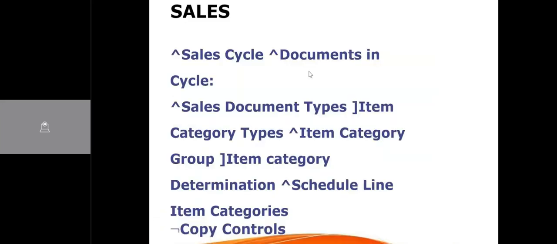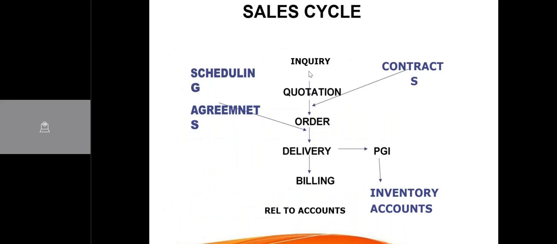And in SAP, basically in sales, we have to know about the sales cycle. The sales cycle has different document types, and different item categories for the standard order process, third party order process, and return order process. Different item categories play an important role in the sales document process. Basically in sales, we have to know this process: inquiry, quotation, order, delivery, and billing. And billing comes to the account department, relevant to the account department.